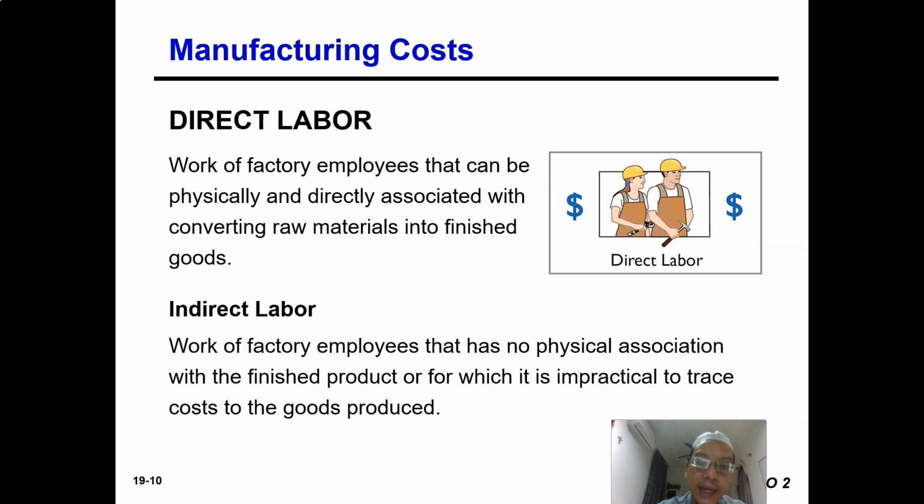But if the direct labor, the factory worker, the operators do not come, then the cars will not be assembled. So those kinds of labor will be associated directly with the finished goods and raw materials. But people like the factory manager or the line supervisor are not directly involved with touching the materials or converting the materials into finished goods. So those are called indirect labor. And indirect labor is also part of the factory overhead.